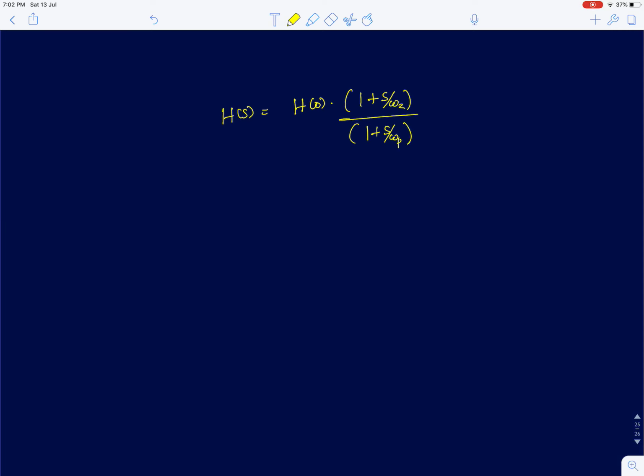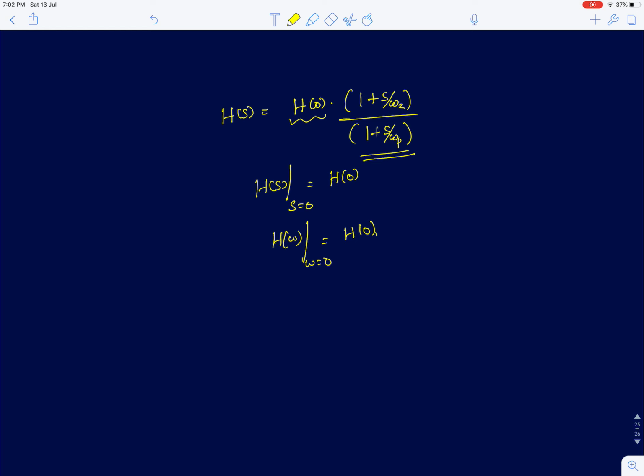Okay. Now this term H(0) is called the DC gain. That's your gain of the system when s equals 0. I am using the word gain. It's nothing but the value of the transfer function at s equal to 0, which also translates to omega equal to 0. This is also nothing but H(omega), the frequency response evaluated at omega equal to 0. It's called the DC gain.